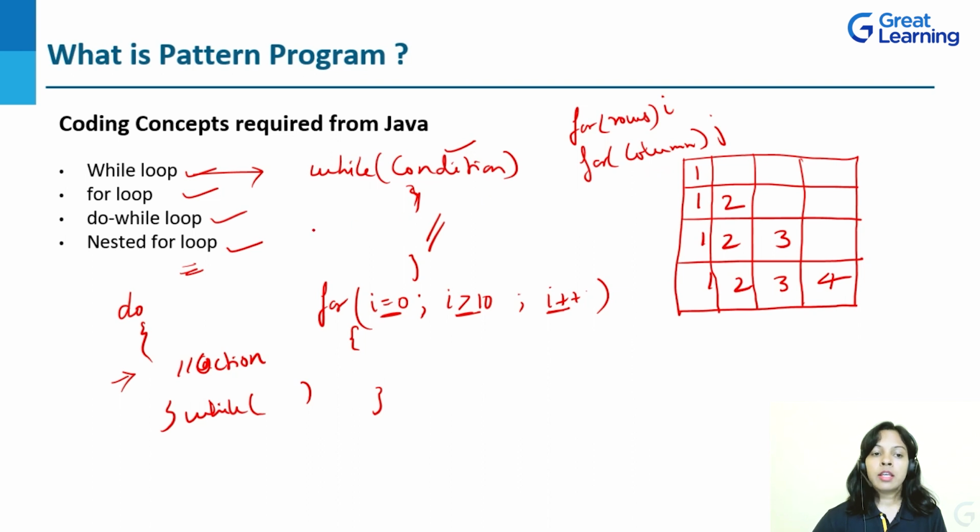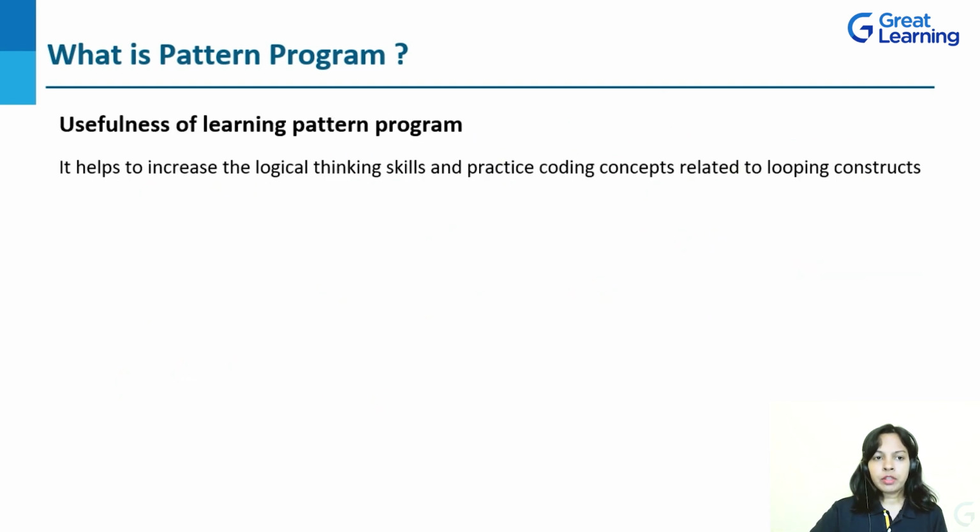That's the reason I'm saying that a nested for loop will be widely used here to write a program for these patterns. Rows will be represented with one for loop and another for loop will be used for looping over the columns. So these are the coding concepts you require from any programming language, but here we are talking about Java programming. From Java, these are the coding concepts required to write a program for any kind of pattern.